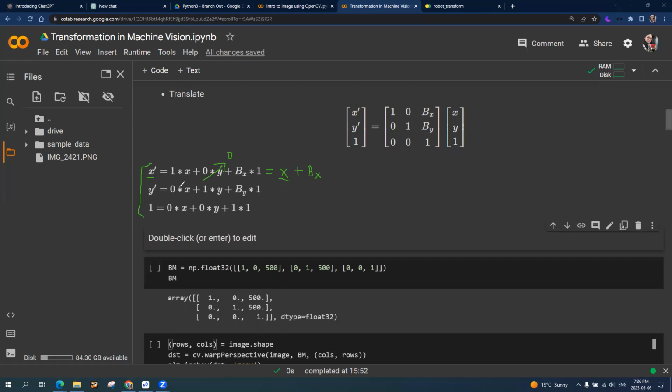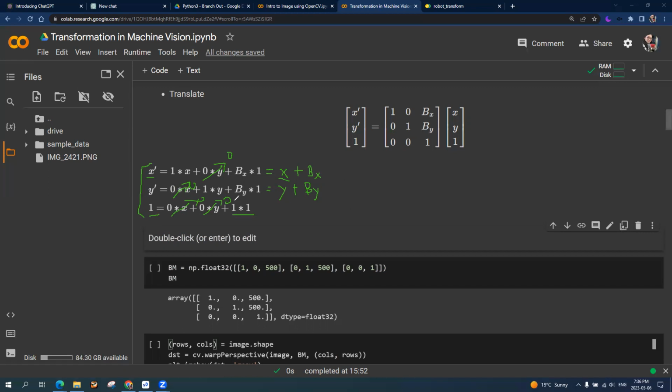Same thing for here. So the 0 multiplied by x is 0. Then what we end up with is y plus by, right? So that is a translation on the y-axis. And this one, that's 0, that's 0. And both sides, you just have 1 equals 1. So this one doesn't have any meaning. We don't need to care about that.